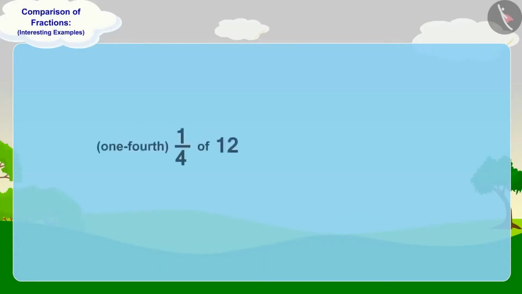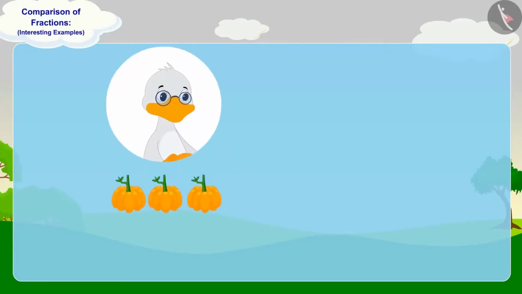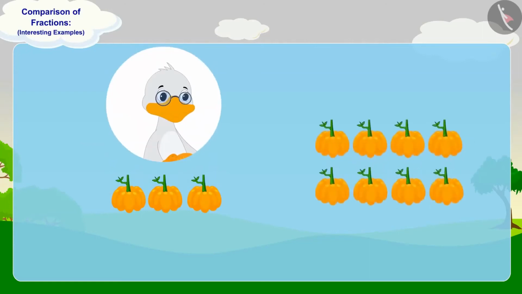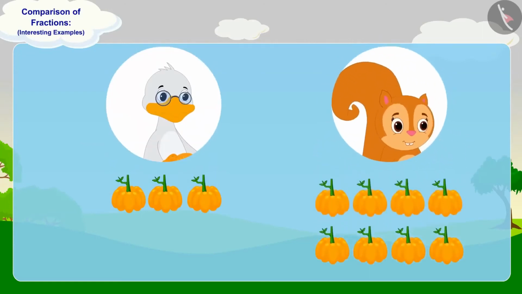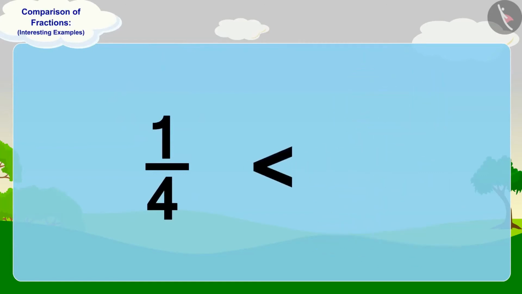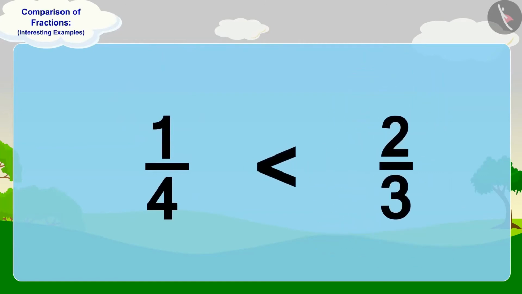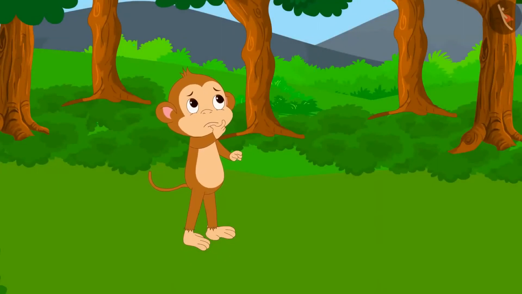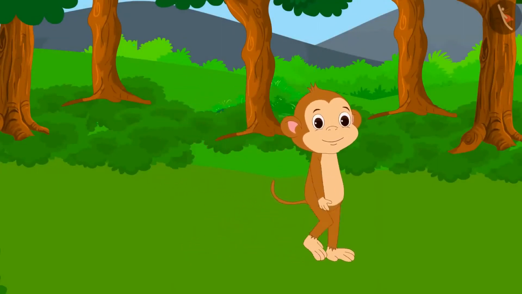Babban will give 1/4 part of 12 pumpkins or 3 pumpkins to uncle and 2/3 of 12 pumpkins or 8 pumpkins to Chanda. In this way, Babban will give more pumpkins to Chanda. Children, in other words, we can say that the fraction 1/4 is less than 2/3. Babban returned home happily thinking of this.